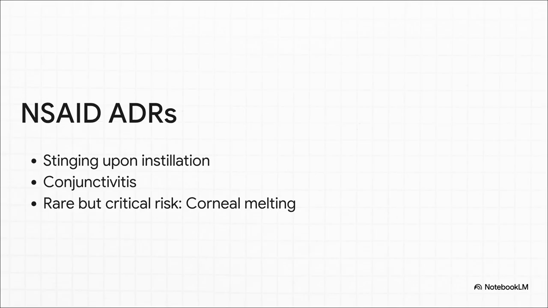However, the most critical vision-threatening ADR of topical NSAIDs is corneal melting or thinning. It's a rare but absolutely catastrophic complication, and it's particularly dangerous for patients with pre-existing predispositions. We're talking about your patients with diabetes, severe dry eye, or a history of herpetic keratitis.